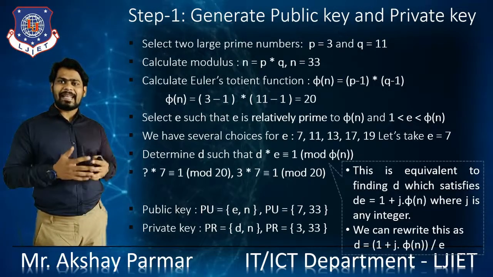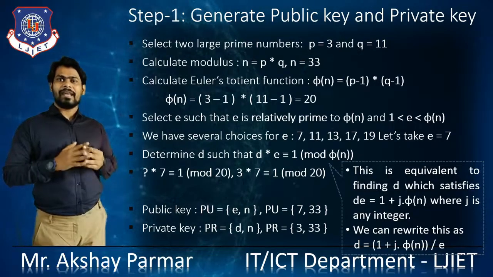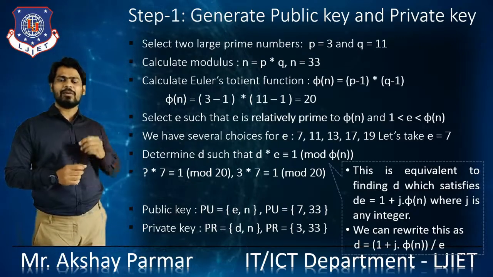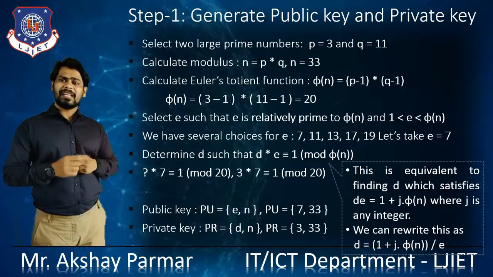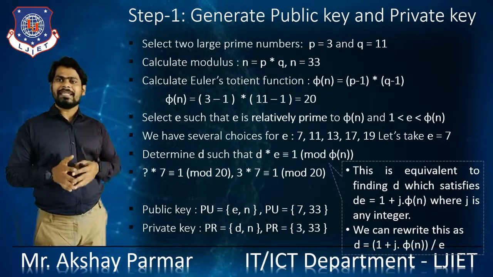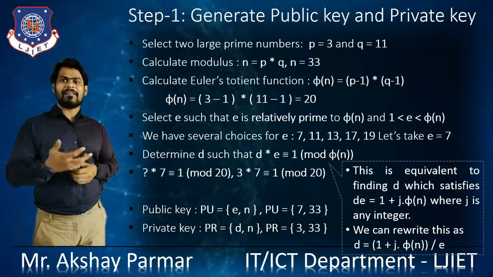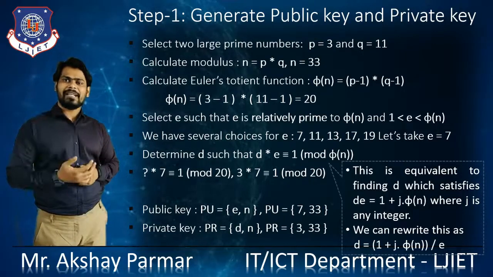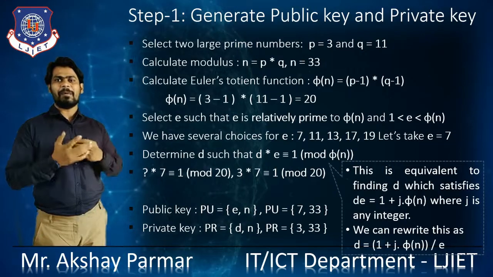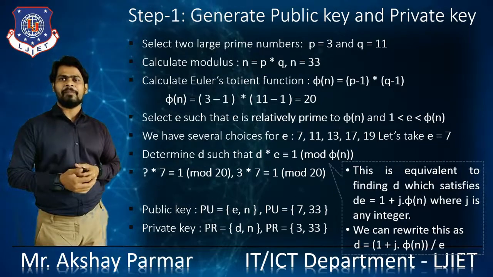So we are getting 3 as d, we are getting e as 7, and we are getting n is equal to 33. So basically our public key PU is equal to the set of e and n. So our public key is 7 and 33 and our private key is 3 and 33, right? So that's how we are selecting the public key and the private key, right?